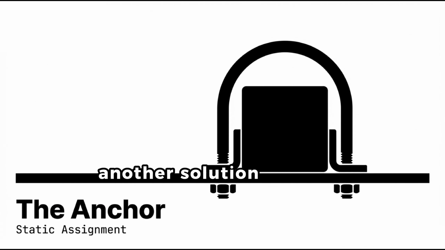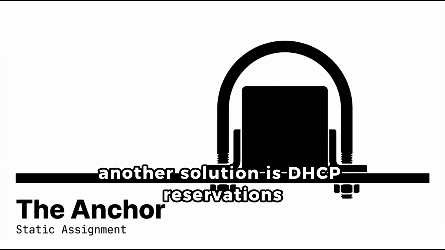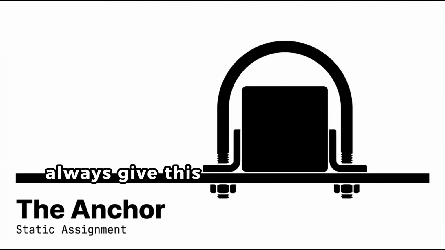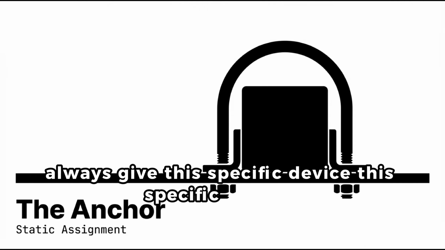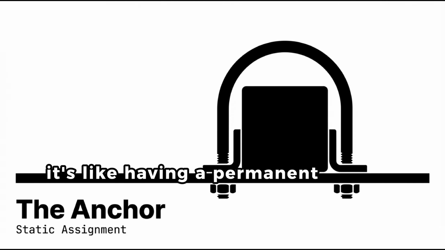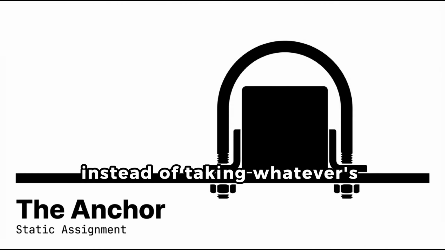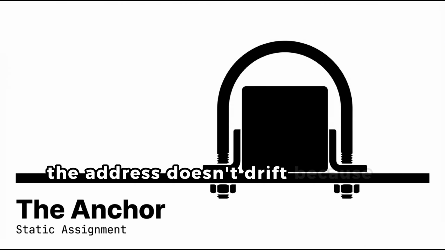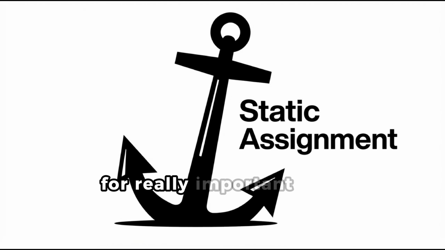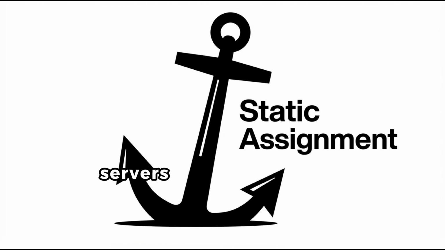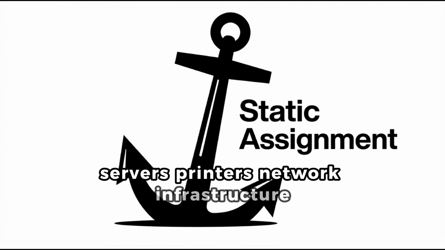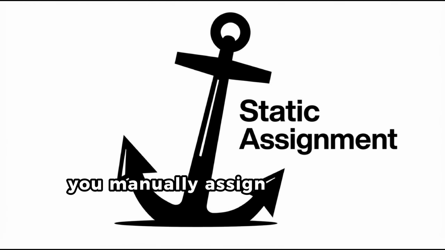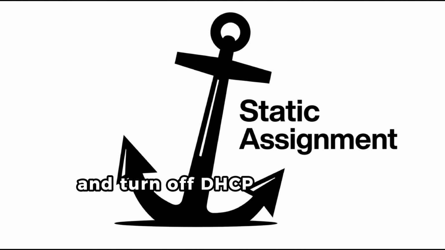Another solution is DHCP reservations. You can tell your DHCP server, hey, always give this specific device this specific address. It's like having a permanent parking spot instead of taking whatever's available. That's called a static assignment. The address doesn't drift because it's nailed down. For really important stuff, servers, printers, network infrastructure, you usually configure static IPs. You manually assign an address and turn off DHCP completely.